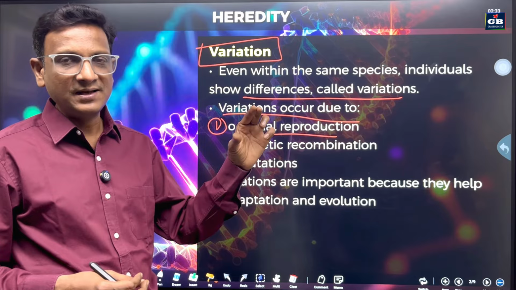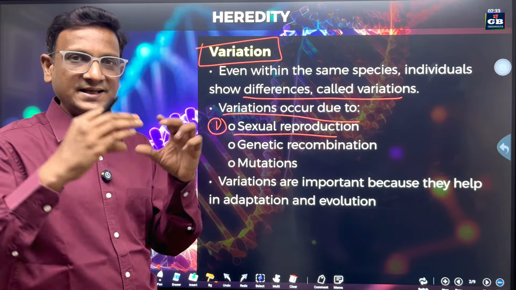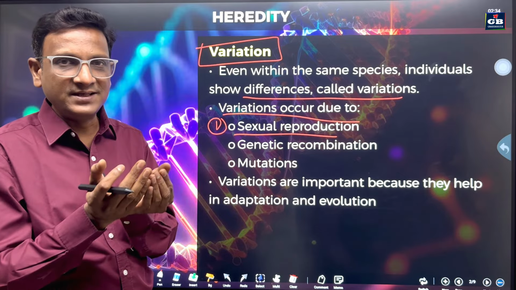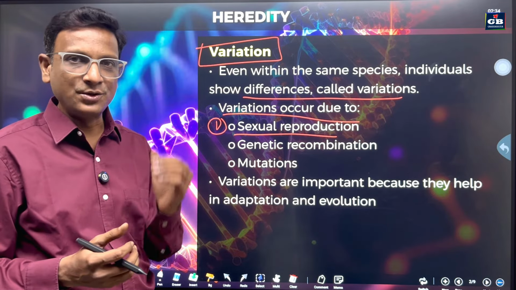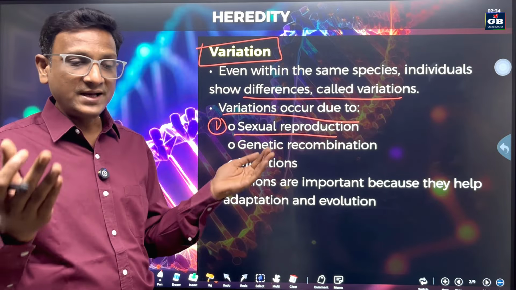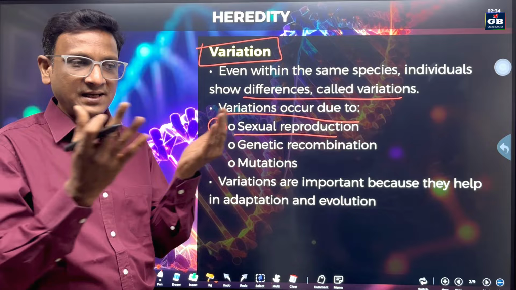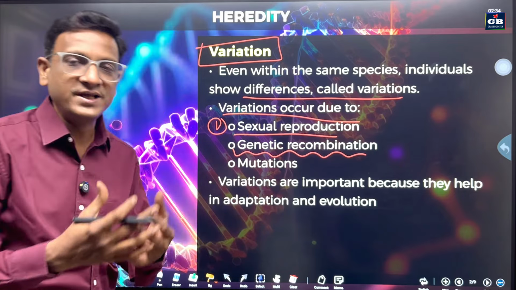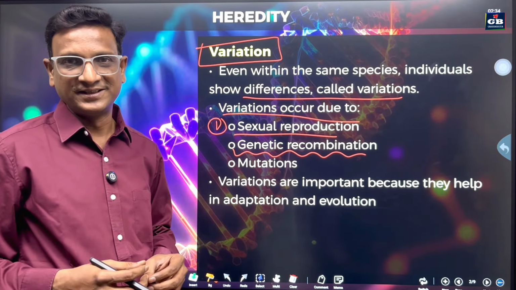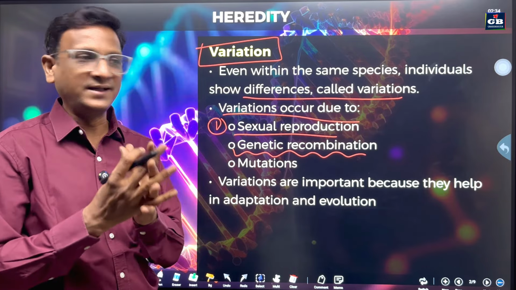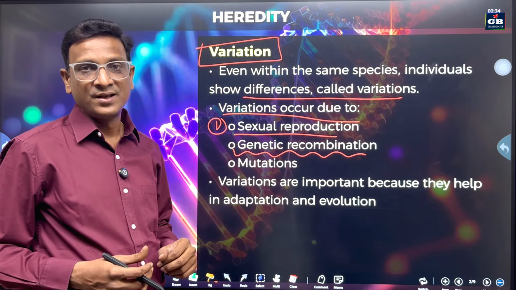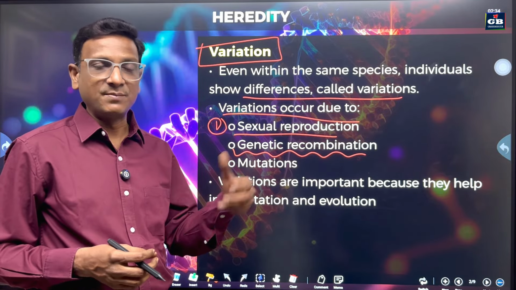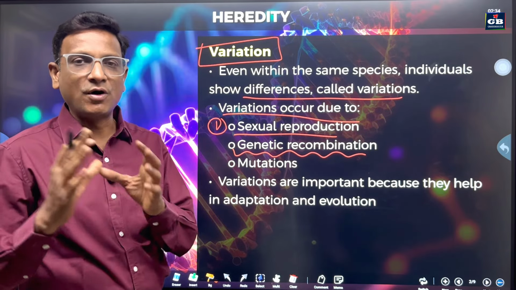DNA present in the sperm cell joins with the DNA present in the egg cell. Then fertilization takes place, and the zygote forms. So now the zygote has the DNA of father and mother. That means the zygote has the genes of father and mother. When the two DNAs of sperm and egg cell combine, that is called genetic recombination. The formation of new DNA by combination. Mother DNA and father DNA combine, that is called recombination. So new DNA is formed. That's the reason they will have some differences from their parents. They are not exactly the copies of their parents.